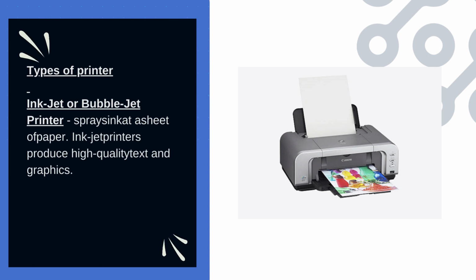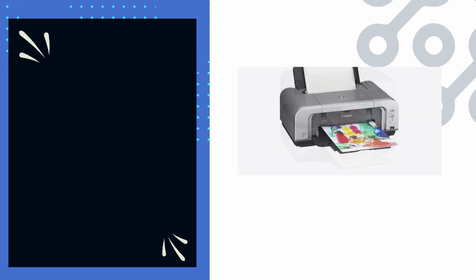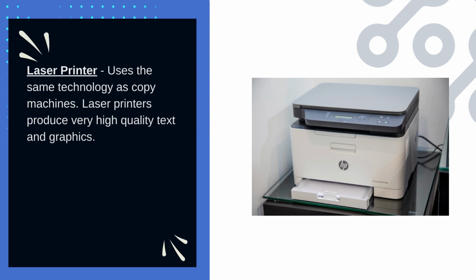First, we have the inkjet or bubble jet printer. It sprays ink at a sheet of paper. Inkjet printers produce high-quality text and graphics. Another example is the laser printer. It uses the same technology as copy machines. Laser printers produce very high-quality text and graphics.